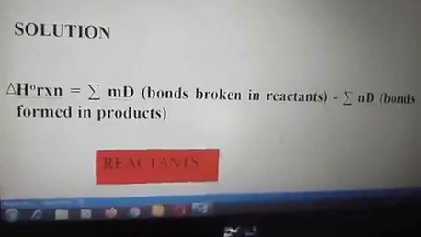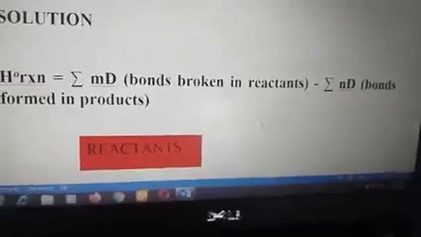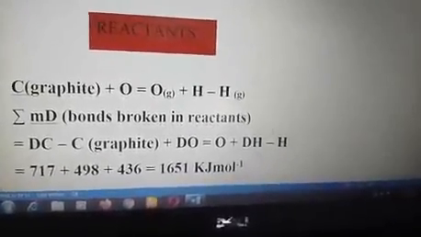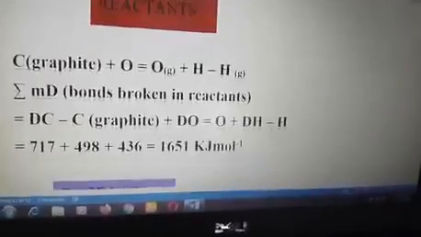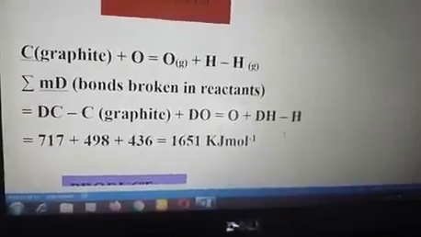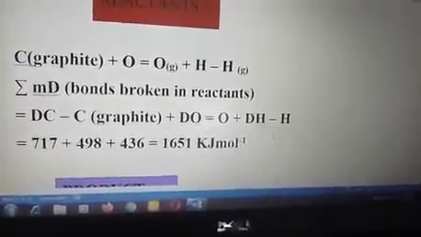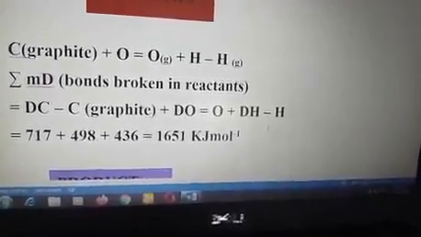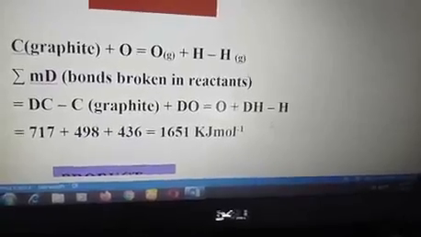Solution: the formula we need is there. The enthalpy of reaction is the total bond energy of reactants, bonds broken in reactants, minus the total energy of bonds formed in products. The reactants are graphite plus oxygen plus hydrogen. So we now add the bond energy of these substances together. The bond energy of graphite, carbon to carbon bond, is 717, given to us. The bond energy for oxygen to oxygen double bond is 498. The bond energy for hydrogen to hydrogen single bond is 436. We add everything together, and that gives us 1651 kilojoule per mole.